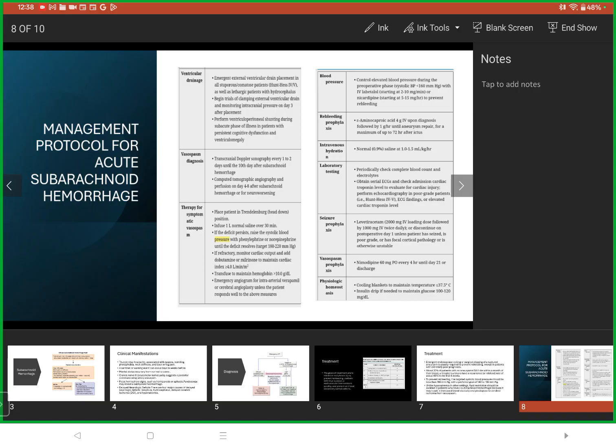And what should be our target? The systolic blood pressure should be 180 to 220 mm of mercury. And if it's still refractory, then you have to monitor the cardiac output and you have to use the other molecule which can increase the cardiac output, like dobutamine or milrinone. You have to use it.